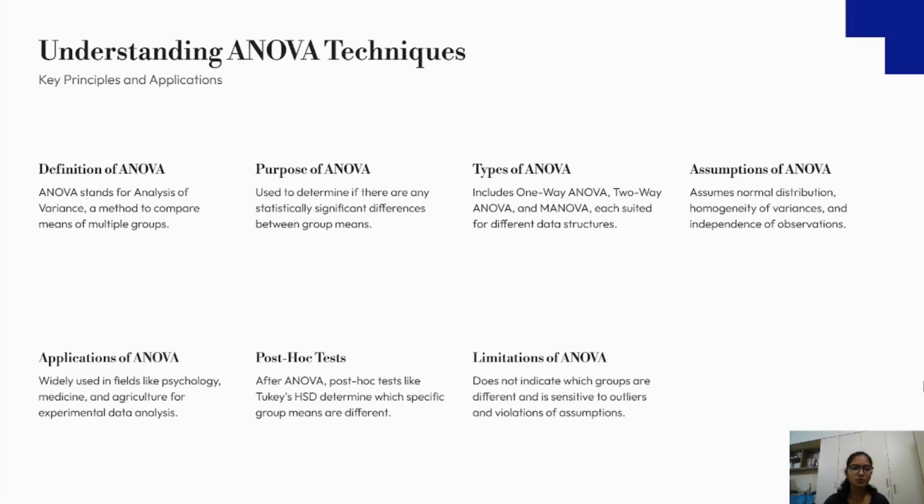Applications of ANOVA: it is widely used in fields like psychology, medicine, and agriculture for experimental data analysis. Post hoc tests: after ANOVA, post hoc tests like Tukey's HSD determine which specific group means are different. Limitations of ANOVA: it does not indicate which groups are different, and it is sensitive to outliers and violations of assumptions.